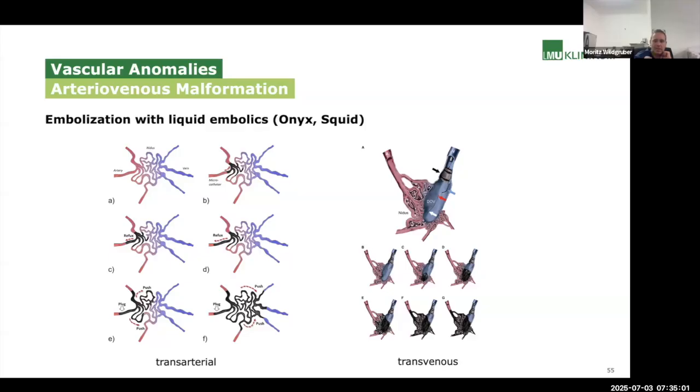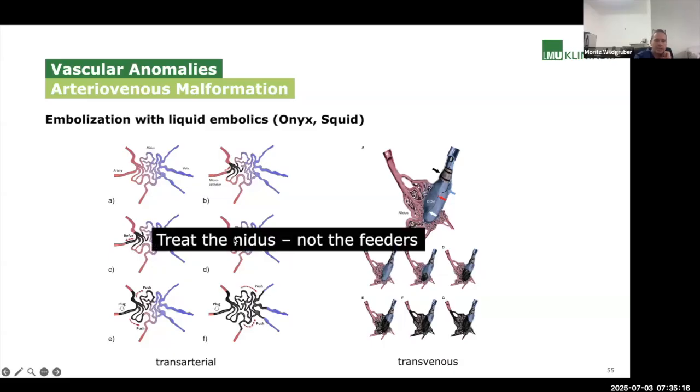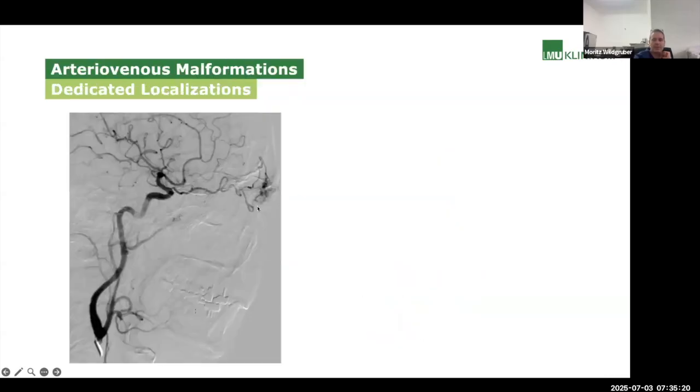All these techniques share the same principle. You have to treat the artery and the vein, and not only the artery. This is very, very important. So treat the nidus of the AVM, the center, not only the feeders. Then there are difficult locations where the transarterial way may not be the proper one.